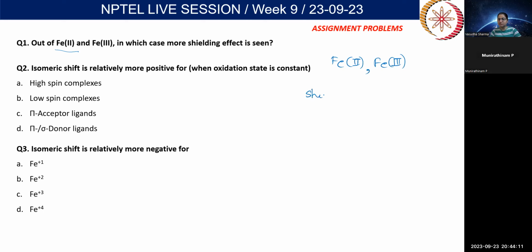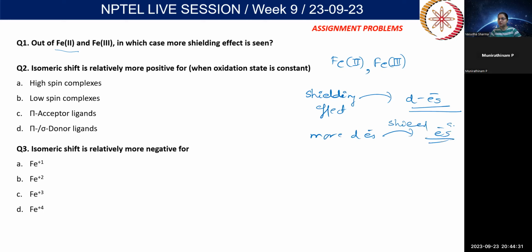When it is being asked for the shielding effect, it comes from the d electrons. So now you need to see which one is having more number of d electrons. That would give you more shielding effect. More the d electrons, that will shield the s electrons from going into the nucleus. So which one is going to show more shielding effect? That is the question. Because the concept is the same, but the questions could be framed in different manners. Sometimes it would be asked in terms of isomeric shift, which is having more negative value, which is having less value. But sometimes it would be about the more number of d electrons or directly about the shielding effect.